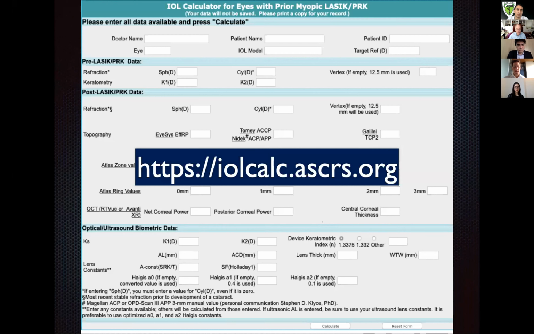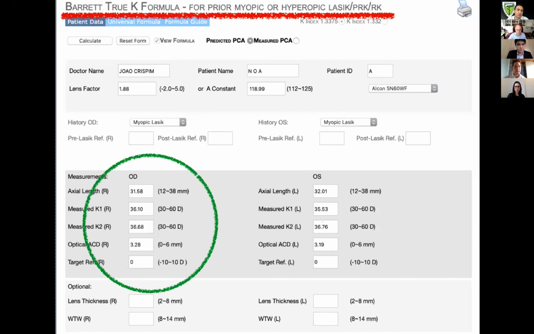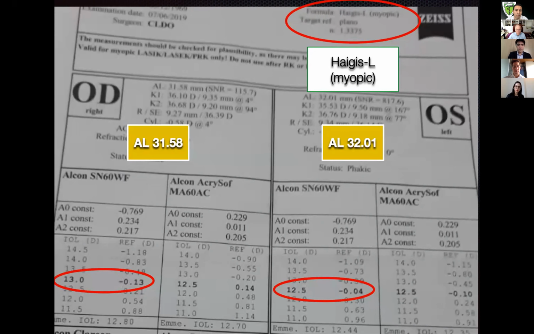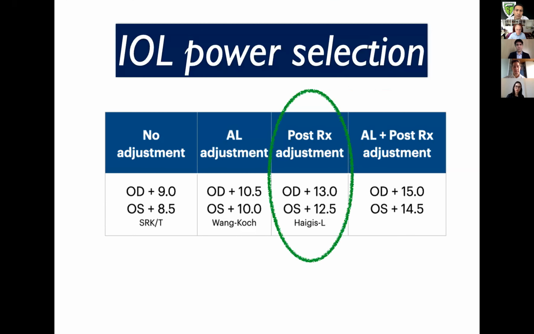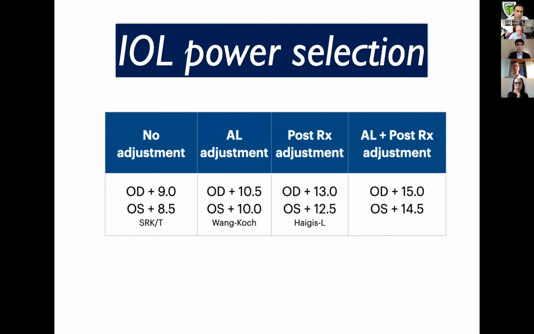So when you have cases with extreme myopia and prior corneal refractive surgery, it is recommended to go to the ASCRS online calculator, or we can use the Barrett True-K formula for myopic LASIK, and put in the data from the IOLMaster. The suggested IOL power is around 13, very compatible with the Haigis formula. So with the post-refractive adjustment, we see 13 in the right eye and 12.5 in the left eye. I was very afraid about this case because I was questioning what to do, around 13 or 15.